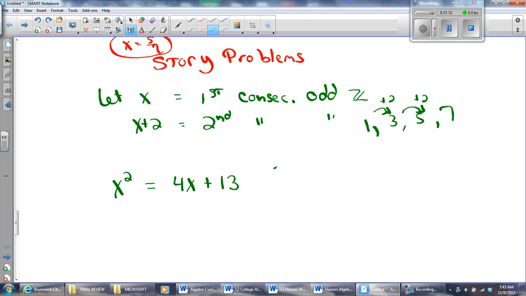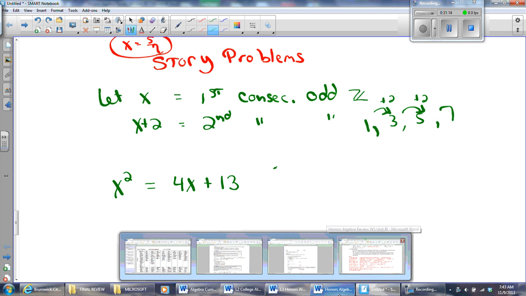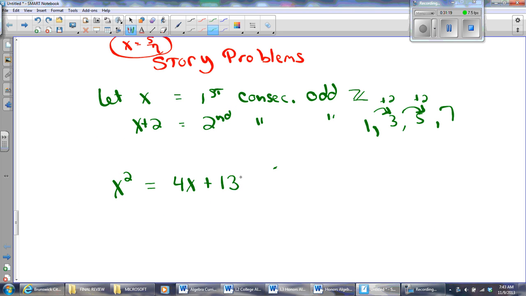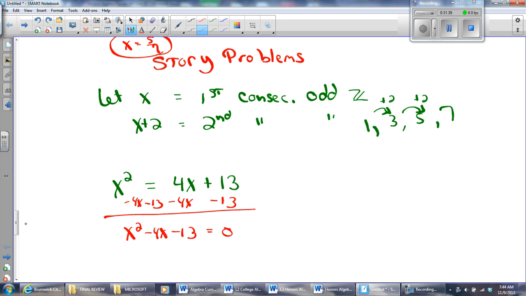And now I'm ready to solve this problem. It says, what are the consecutive odd integers? Now, I don't like to solve quadratic trinomials unless they equal 0. So I'm going to make this equal 0. I'm going to subtract 4x from both sides and subtract 13 from both sides. Okay, so I'm going to get x squared minus 4x minus 13 equals 0.